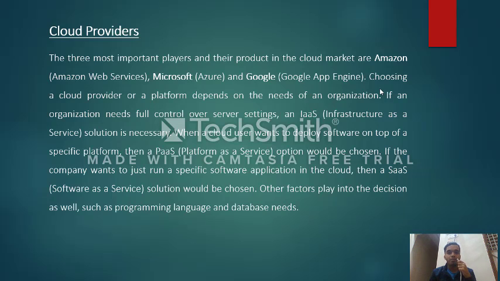Choosing a cloud provider or platform depends on the needs of an organization. If an organization needs full control over server settings, an IaaS, that means infrastructure as a service, solution is necessary. When a cloud user wants to deploy software on top of a specific platform, then a PaaS, which means platform as a service, option would be chosen. If the company wants to just run a specific software application in the cloud, then a SaaS, that means a software as a service, solution would be chosen. Other factors play into the decision as well, such as programming language and database needs.